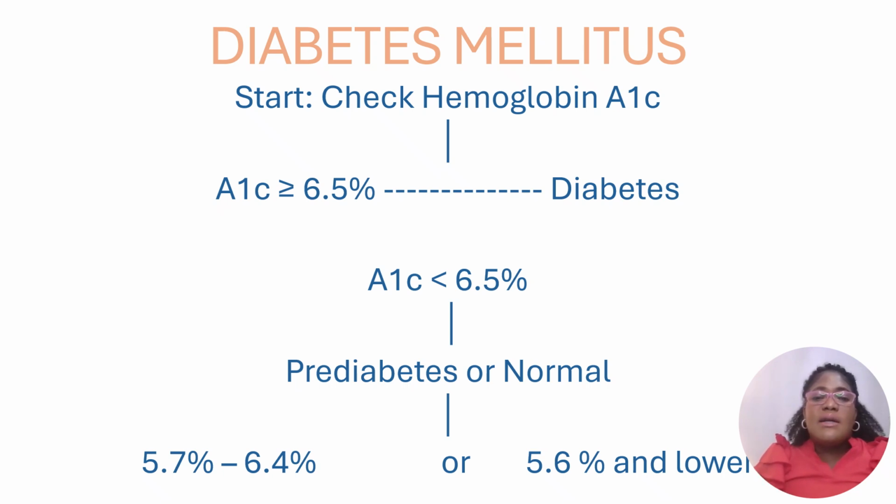So this is a slide where we're talking about action steps. First we start by checking a hemoglobin A1C. If the A1C is equal to or higher than 6.5%, then a diagnosis of diabetes is made. If the A1C is less than 6.5, it can either be an absence of diabetes or the presence of prediabetes. For patients to be diagnosed with prediabetes, the A1C has to be between 5.7% to 6.4%. For patients who do not have diabetes or prediabetes, the A1C is usually 5.6% and lower.